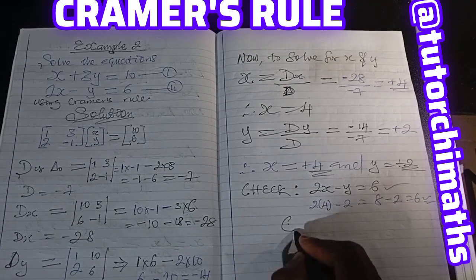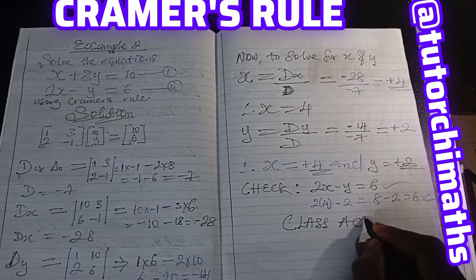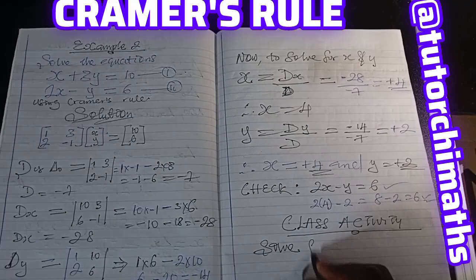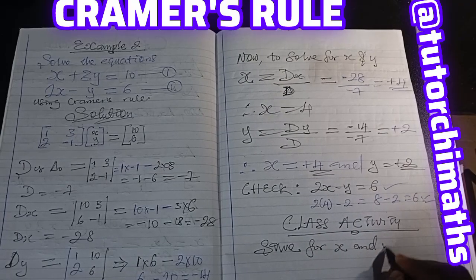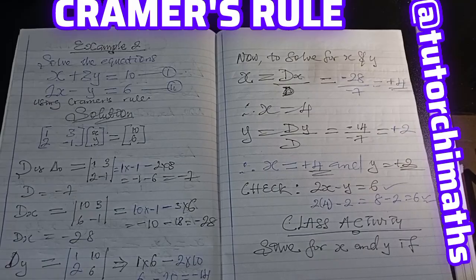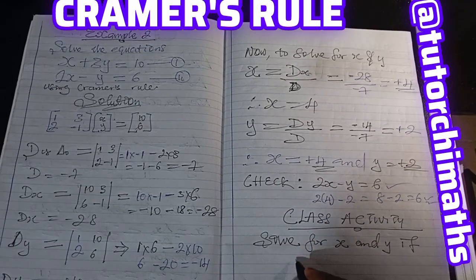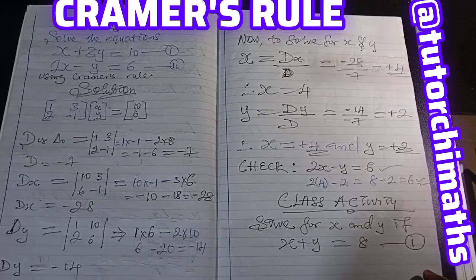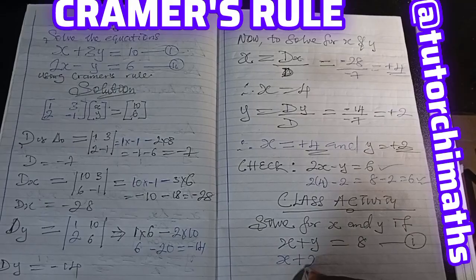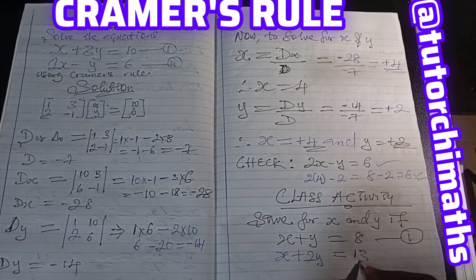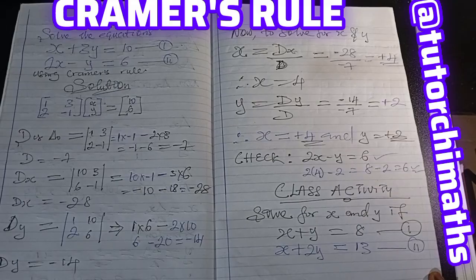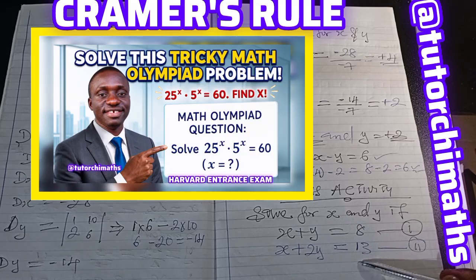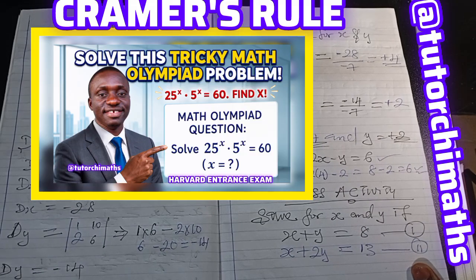Now solve for x and y. If x plus y equals 8, let's call it equation 1, and then x plus 2y is equal to 13, let's call it equation 2. So solve it using Cramer's rule and share your answer in the comment section.